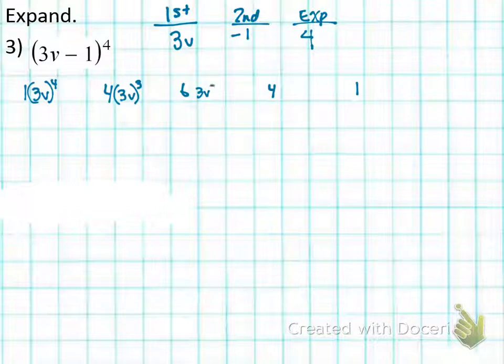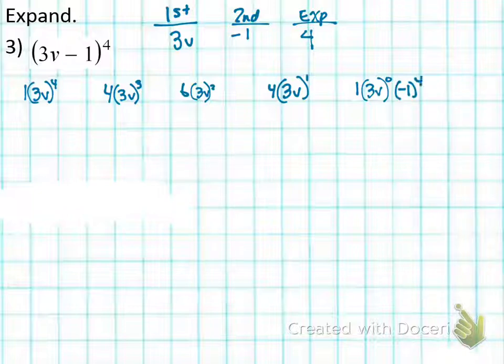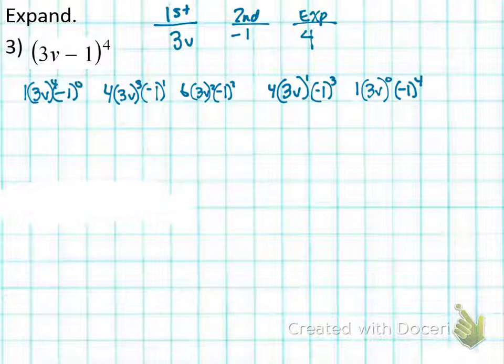3v squared. And you could do your work on your paper and then show me your final answer on your iPads. And then 3v to the 0 power. Then we go backwards. We got negative 1 to the 4th, negative 1 to the 3rd, negative 1 squared, negative 1 to the 1st, negative 1 to the 0 power. Okay? Finish it up. I think you could finish the rest of this.